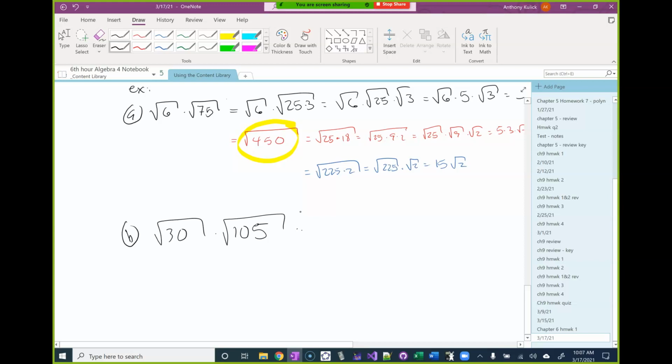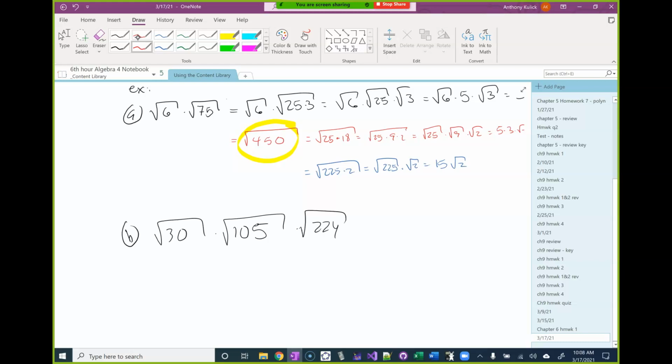So, here's an example of a situation where you probably don't want to multiply everything together, because 30 times 105 times 224 is going to be a pretty stinking big number. And it's going to make a bigger mess out of this than you really need it to be. Is that okay? You guys can see the reasoning there? Yeah. So what we'll do instead is we're just going to do prime factorizations.